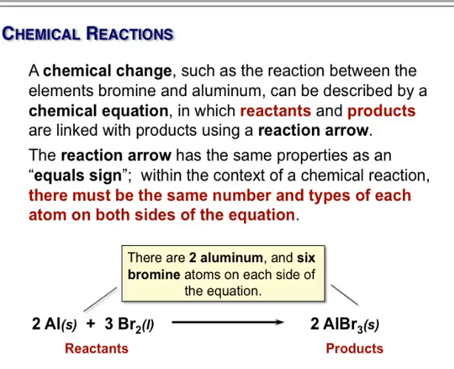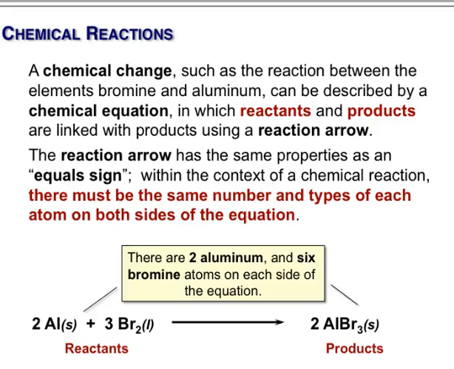As we look at this chemical equation describing aluminum and bromine, we see that there are two aluminums that react with 3 molecules of Br2. Remember, bromine is diatomic. And we're going to form 2 of the compound aluminum bromide.